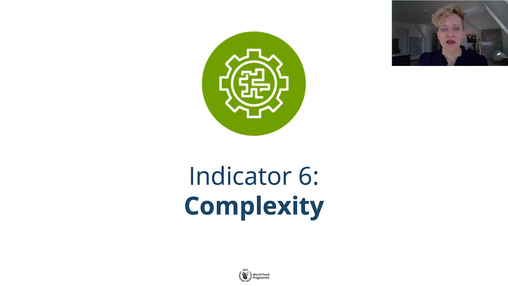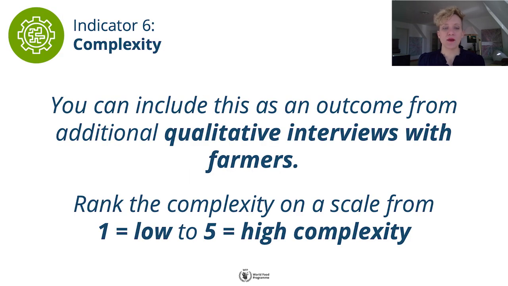So I have included here also an indicator that is not based on one of the results of your analysis, but is still very important when you make decisions or facilitate decision making for others. Indicator number 6, complexity. This indicator will not be a direct result of the CBA, but you can include this as an outcome from additional qualitative interviews with farmers. You can rank the complexity for the user, for example, on a scale from 1, which is low, to 5, which is high complexity. This can be a very helpful way to include the farmer's perspective when comparing different options.